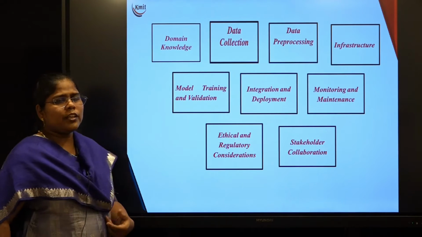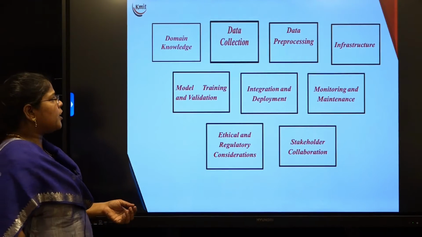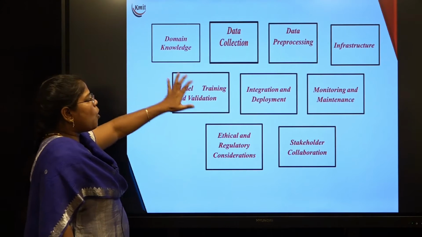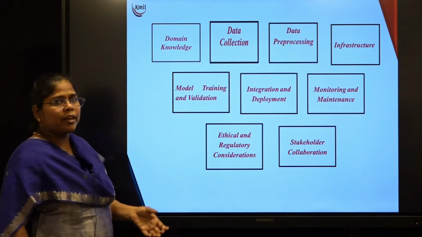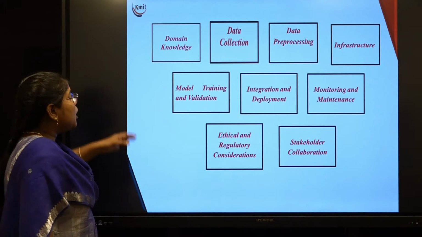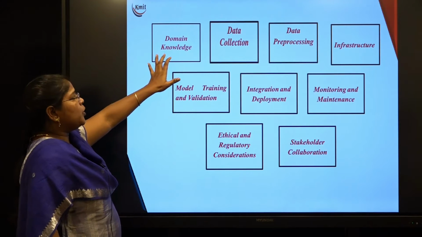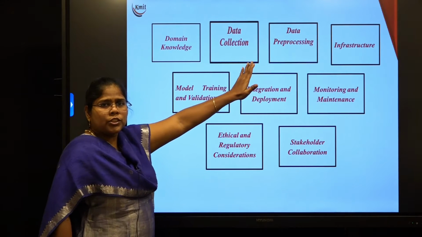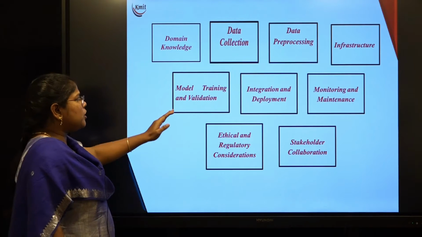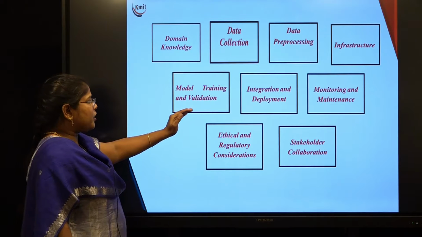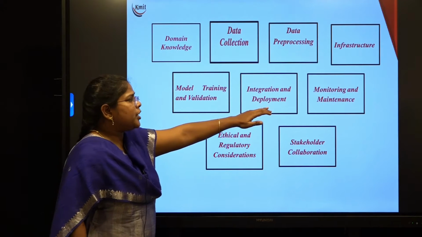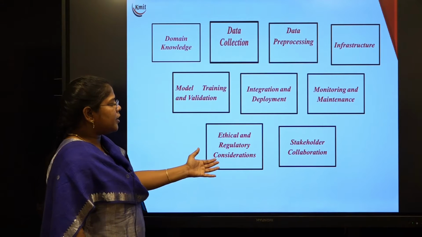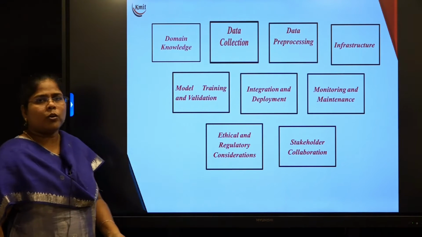If we see, to design a model for agriculture, we need all these blocks. We need all these resources such that we can design an end-to-end project. First we need the domain knowledge, we need a data collector, and we need a data processing system, we need infrastructure, we need model training and model validation, next integration and development, monitoring and maintenance, and ethical and regulatory considerations and stakeholder collaboration.